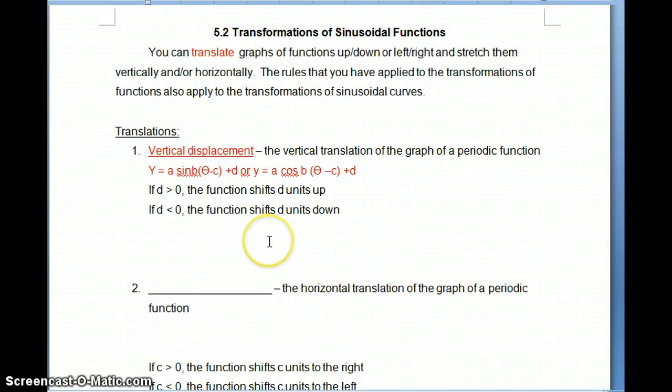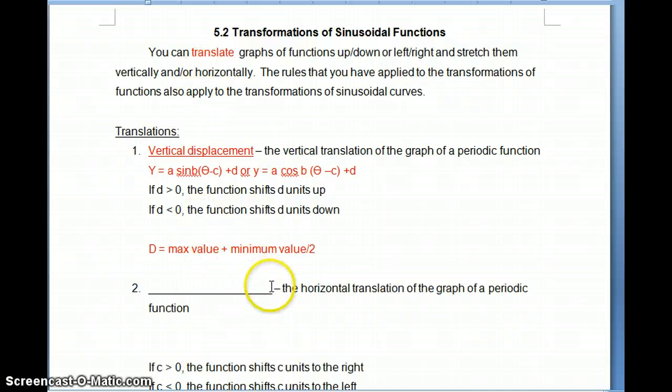If you don't have the graph and just have the equation, there is a formula to find the vertical displacement: d is equal to the maximum plus the minimum, all divided by 2. That looks close to your amplitude, except here we're adding the minimum and maximum values, whereas before we were subtracting.